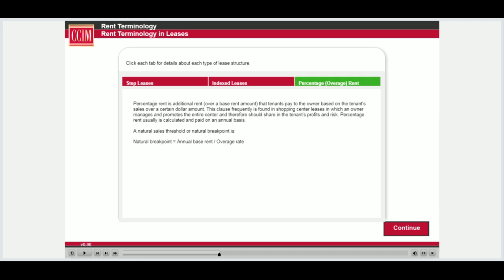Percentage rent usually is calculated and paid on an annual basis. A natural sales threshold, or natural breakpoint, equals the annual base rent divided by the overage rate.